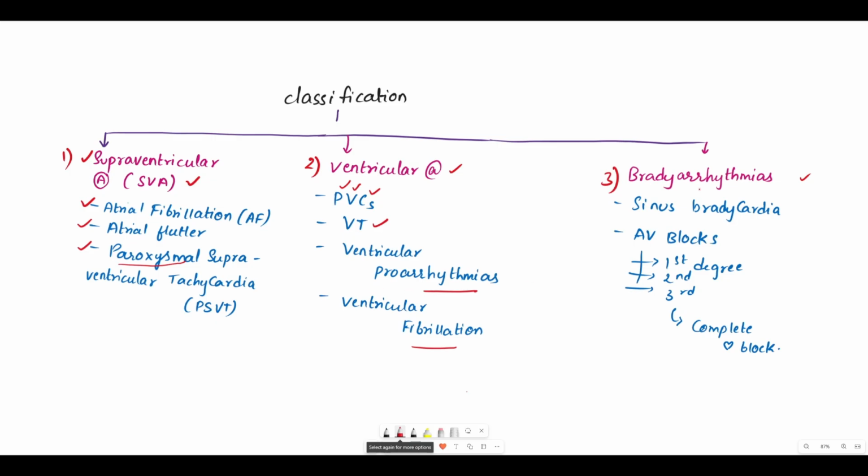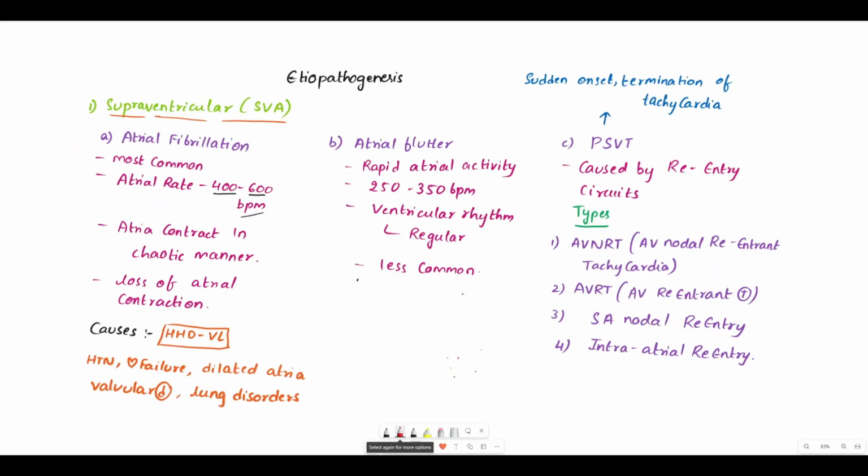Then the third class is bradyarrhythmias. The bradyarrhythmias are divided into sinus bradycardia and AV blocks. In the AV blocks, you again have first degree AV block, second degree AV block, and third degree AV block. Out of all three, the third degree one is the stage where there will be complete heart block.